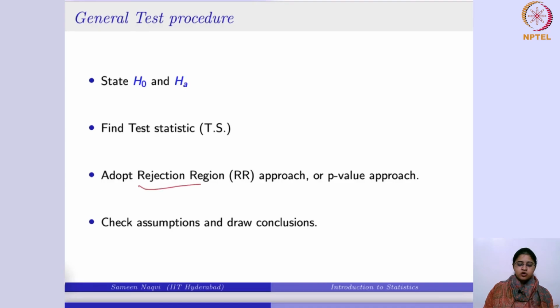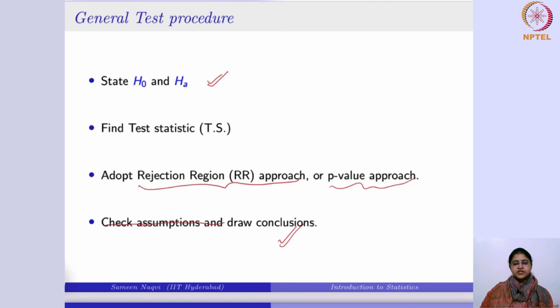If you adopt the rejection region approach, you will be dealing with the critical value and comparing against it. In the p-value approach, you will be calculating the p-value. The p-value is a more reliable method, and we will see why it is a good one as we do the examples. We'll consider an example and see the answer both ways, and why the p-value is better. Finally, you will check the assumptions and draw conclusions. Rather, I would say that assumptions would be checked first, and you will draw conclusions in the end.